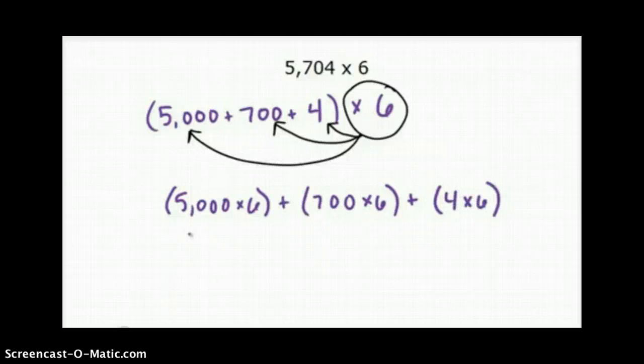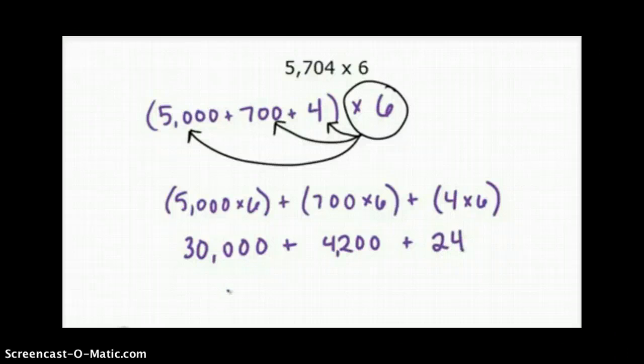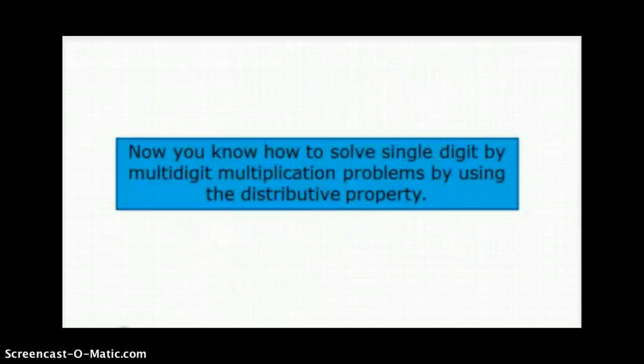5,000 times 6 is like 5 times 6, which is 30, and then 3 zeros on the end, so that's 30,000. Plus 700 times 6 is like 7 times 6, which is 42, and then 2 zeros on the end, 4,200. Plus 4 times 6 is 24. I will add up these partial products and get a total of 34,224. The answer to 5,704 times 6 is 34,224. Now you know how to solve single-digit by multi-digit multiplication problems by using the distributive property.